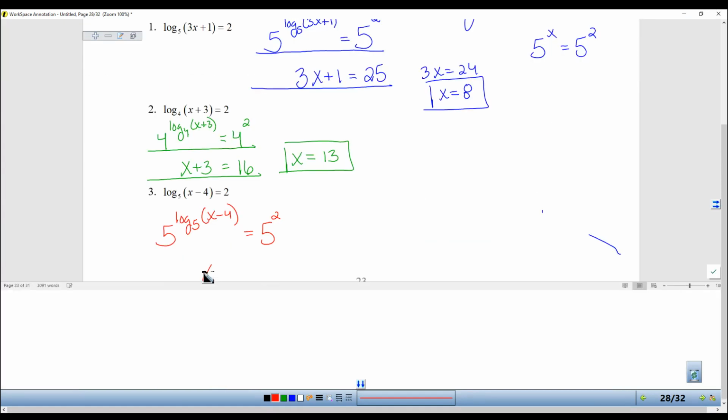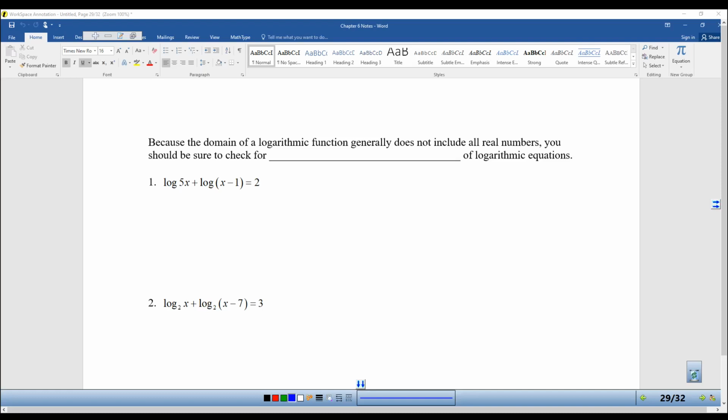So now on this side, I get x minus 4 is equal to 5 to the 2, which is 25. X is equal to, add 4 to both sides, 29. Because the domain of a logarithmic function generally does not include all real numbers, you need to make sure that you check for extraneous solutions. And of course, you're going to find those in the next couple as examples.